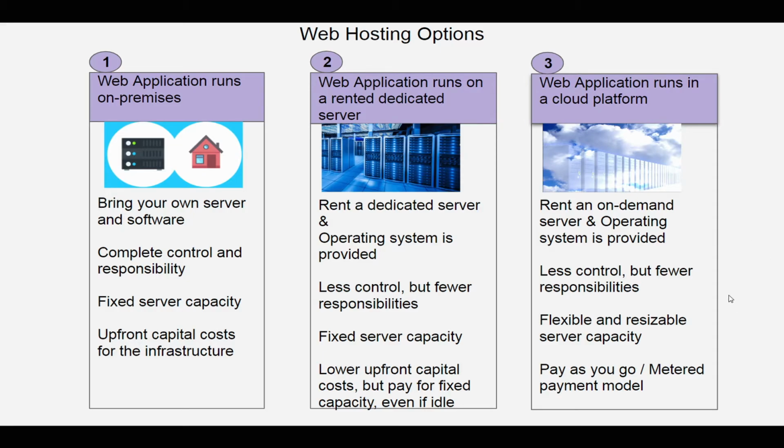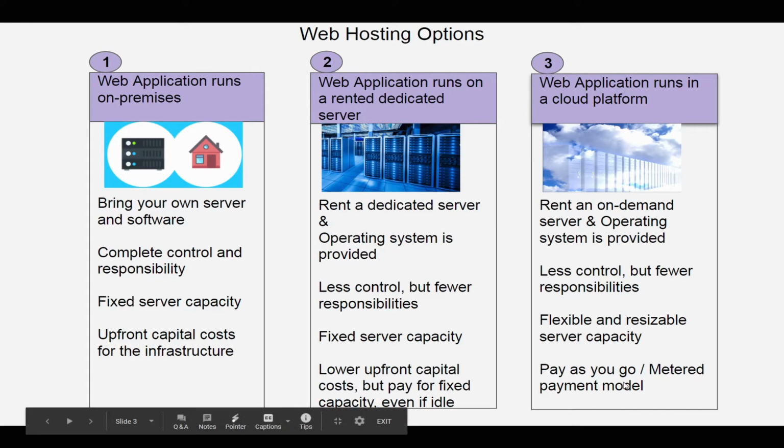All right. So regarding control and responsibilities, definitely here you have less control compared to the first one, because here in the third option you don't have access to the hardware. But again, you have fewer responsibilities. All right. So then another advantage of this cloud computing, or third option, is pay as you go, or metered payment model. Which means they charge you only for what you have used. So like in utility bills, you pay only for what you use.